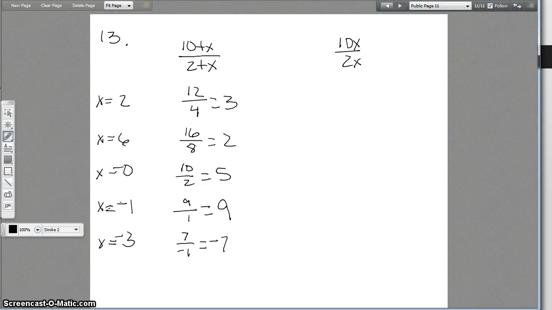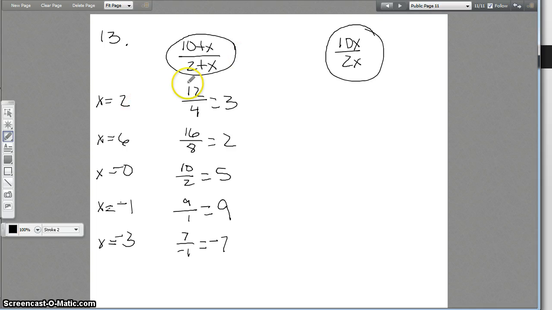Okay, so this is Jacob's Algebra, Chapter 11, Lesson 1, Part 3, because this one had a lot of different parts. So we were working on number 13. We had two different expressions that we had to plug in different values of x. So we plugged in all the different values for x into our first expression, 10 plus x divided by 2 plus x. Now we're going to plug that same value of x in for the other expression, 10x over 2x.